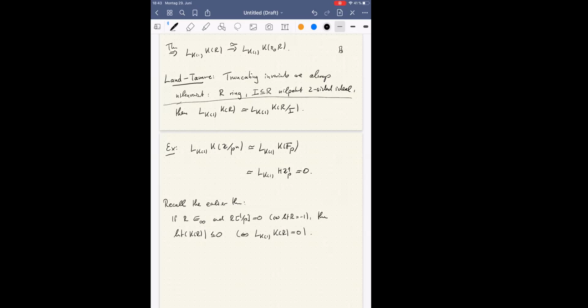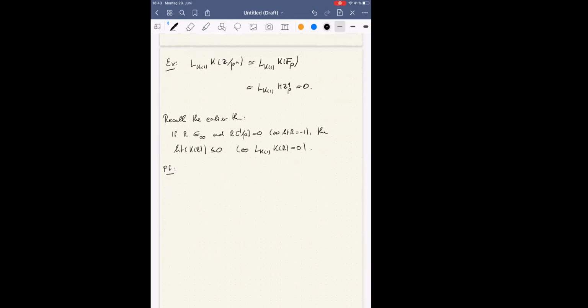Okay, so let's prove this. It suffices to show that the K1 localization of the K-theory of the connected cover of R is 0, as the K1 localization of K-theory of R is a module over it. So this means we can assume that R is connective.